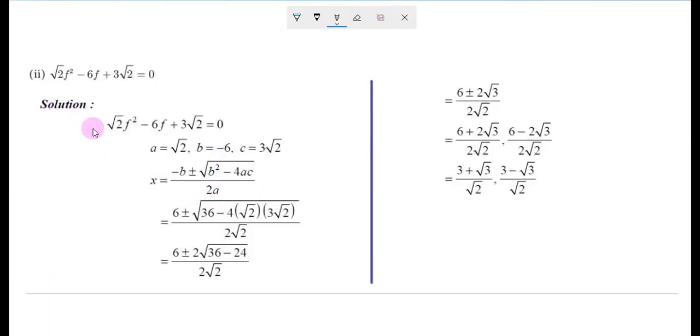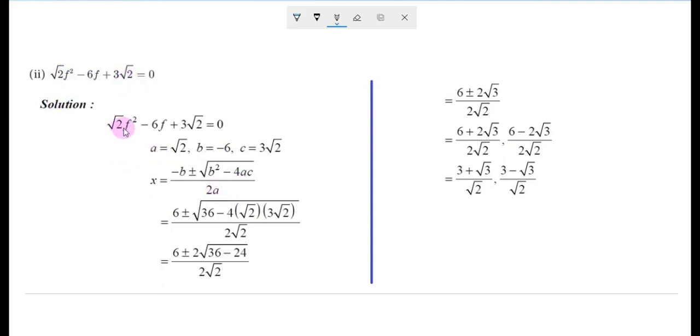Now subdivision 2: root 2 f square minus 6f plus 3 root 2 equal to 0. This is also like x square, this is like x, so both are the same. So for the final answer here also you may take x, and the final answer you may write f. Understood? They may use any variable from a to z, any alphabetical term. Sometimes they will give x square x, y square y, z square z, here f square f. Whatever they want they may ask.